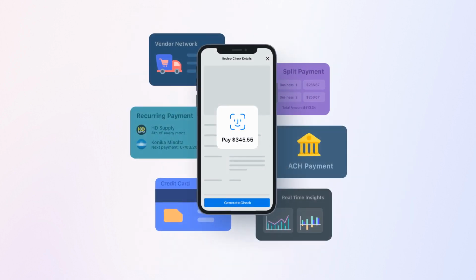Next up, making payments. Did you know? There are several ways to pay an invoice. This could be through checks, electronic transfers, or even credit card payments. The method you choose depends on your company's policies and your vendor's preferences.